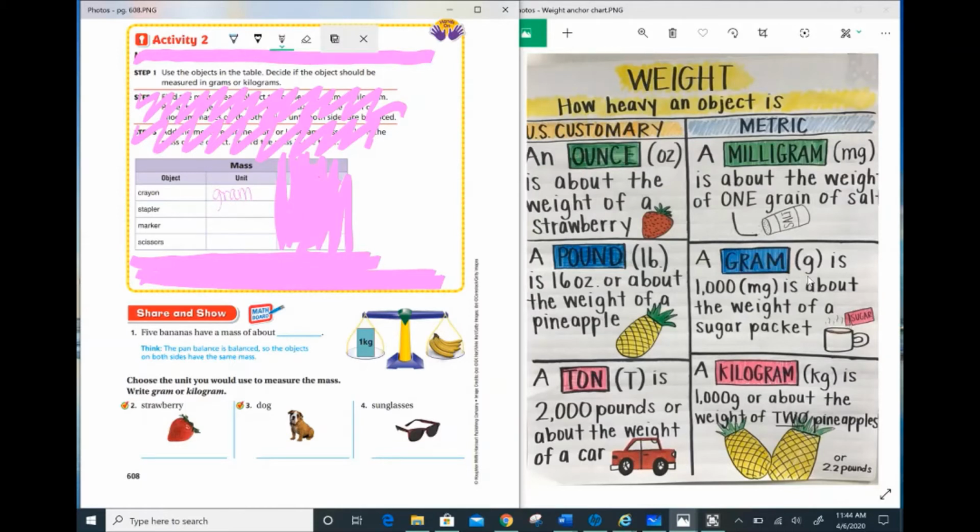Next, I have a stapler. It depends what stapler. There's little ones. Let's go with the little stapler that we have. So again, I know that a gram is about the weight of a sugar packet, and a kilogram is 2 pineapples. Pineapples are pretty heavy. They're like a pound each. So I know a stapler, I would definitely have to go with gram too.